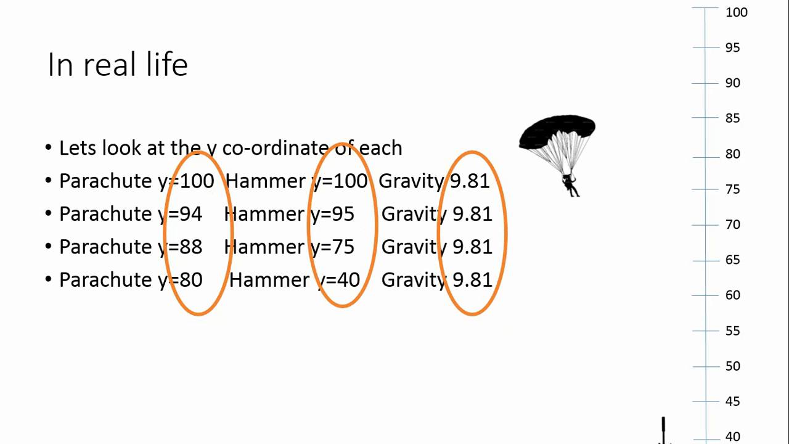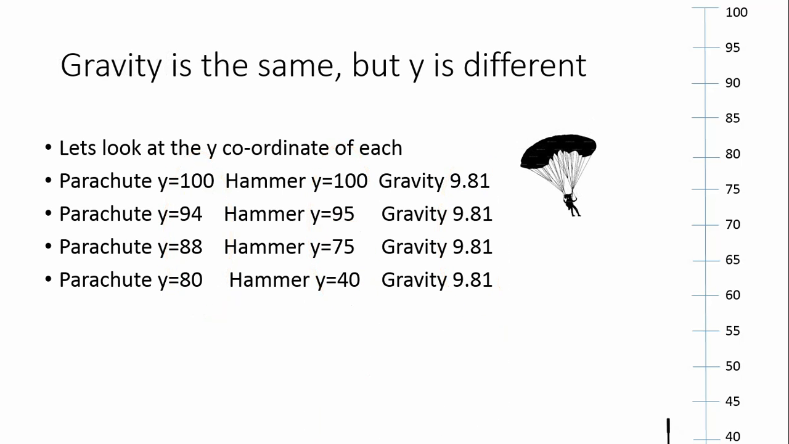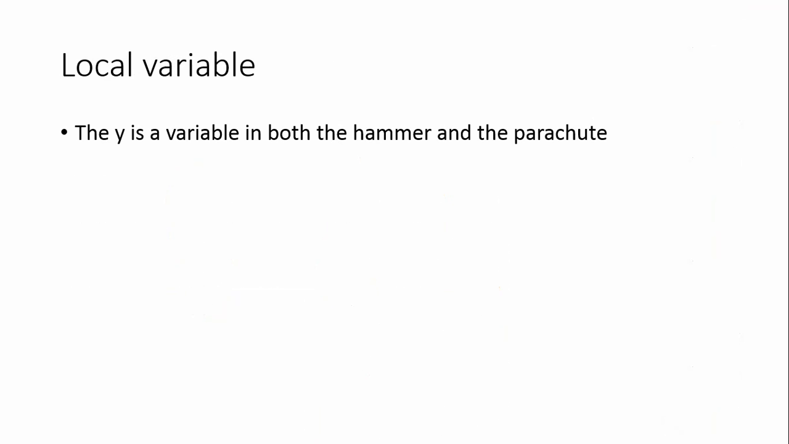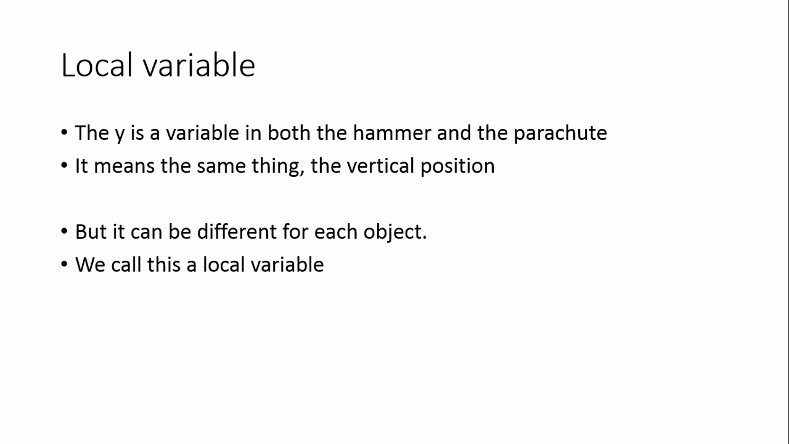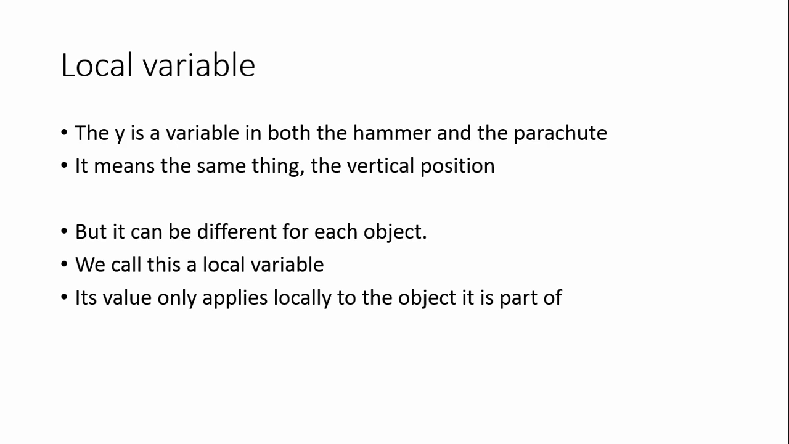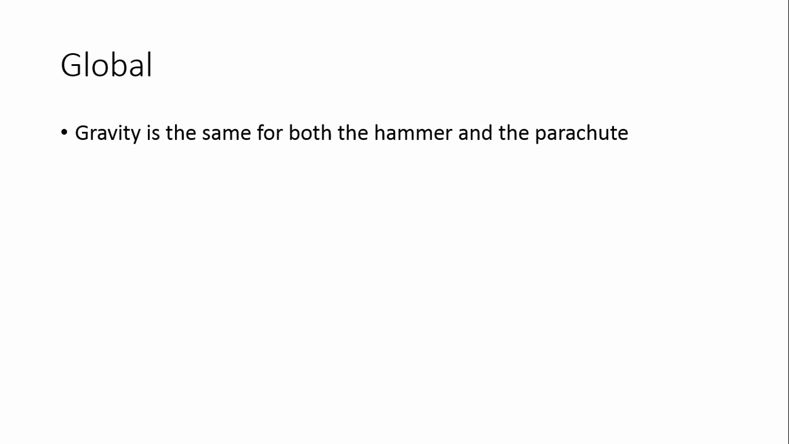So here we have our situation. What we're looking at is that gravity stays the same, but the y for those two objects is very different. We call this y a local variable, and the reason we do that is the y is a variable in both the hammer and the parachute, and it means the same thing in these cases. It means the vertical position of that object, but it can be different for each object. Therefore, we call it a local variable. Its value only applies locally to the object it is part of, whereas globally we have gravity, and gravity is the same for both the hammer and the parachute.